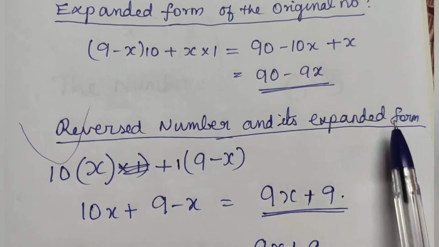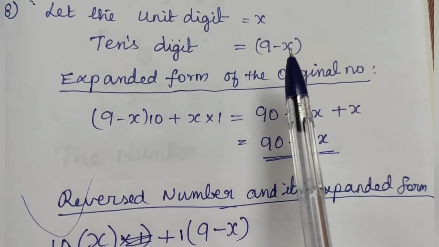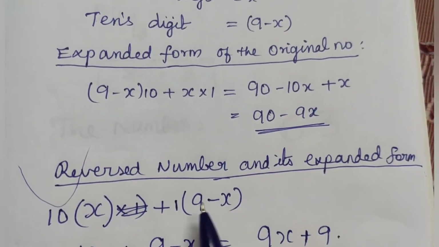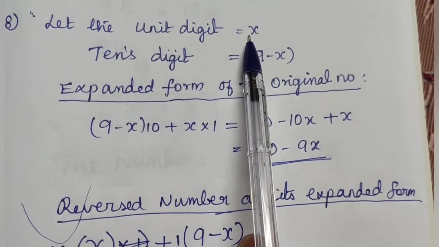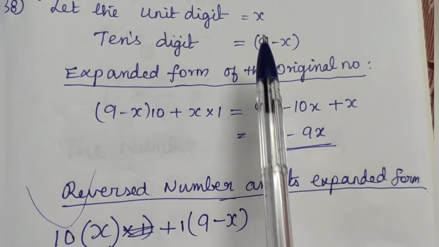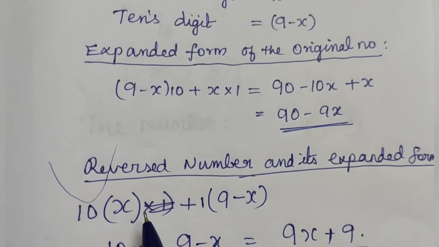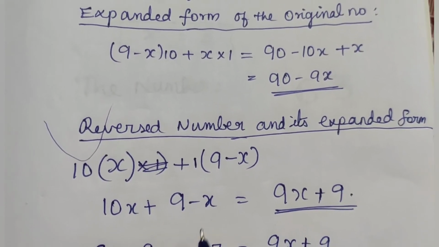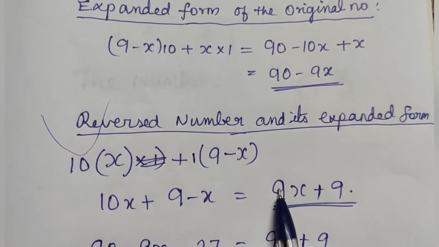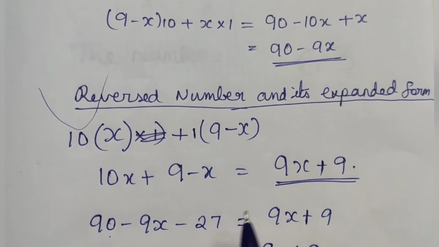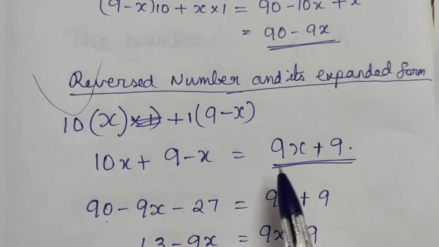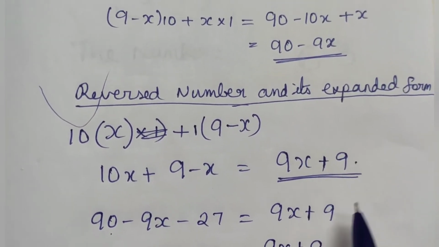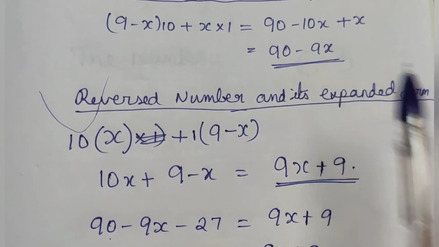Reversed number and its expanded form. When you reverse, the tens digit comes to the ones place. So when you expand, 9 minus x into 1, and the unit digit x comes to the tens place, so you multiply it with 10: 10x plus 1 into 9 minus x, 10x plus 9 minus x, 10x minus x, 9x plus 9. So I got the reversed number in expanded form as 9x plus 9, and the original number in expanded form is 90 minus 9x.